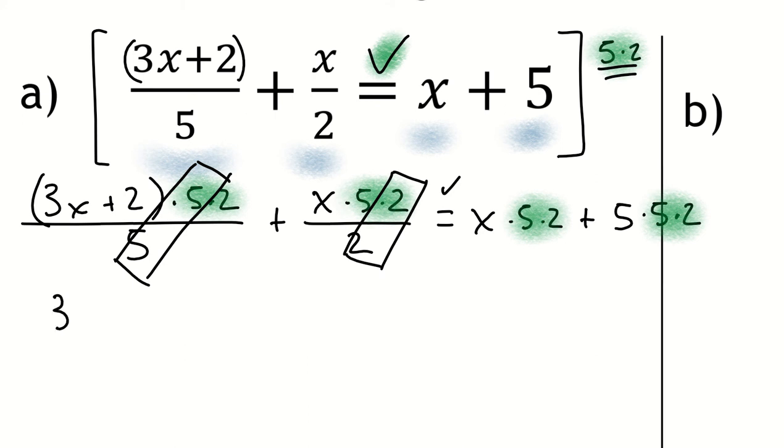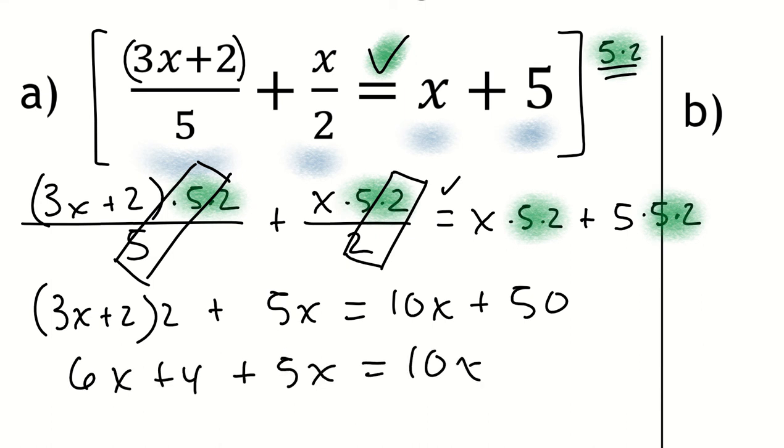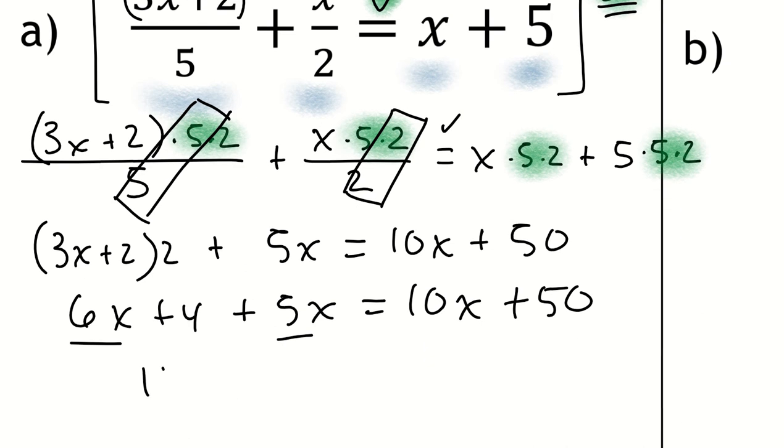So I can write that this is 3x plus 2 multiplied by 2, plus 5x, and that equals 10x, plus the number 50. No fractions at all, did it in one step. Rewriting using the distributive property, this becomes 6 times x plus 4 plus 5x equals 10x plus 50. There are some like terms: 6 and 5 is 11x, so I'll write this as 11 times x plus 4 equals 10x plus 50.